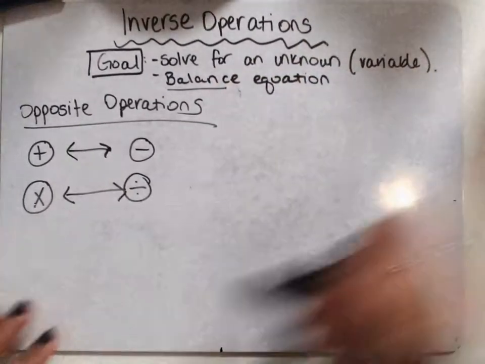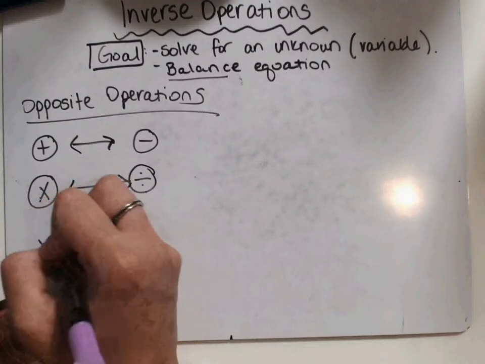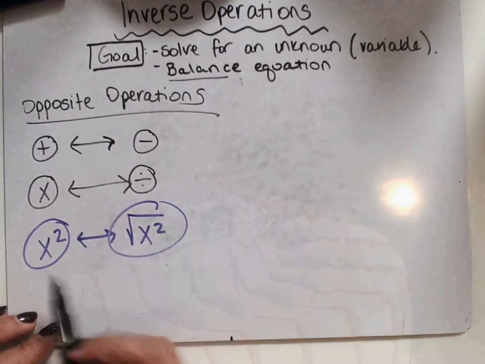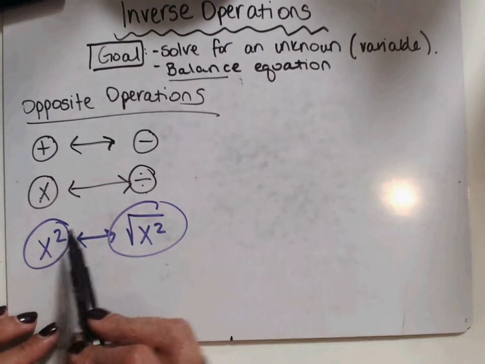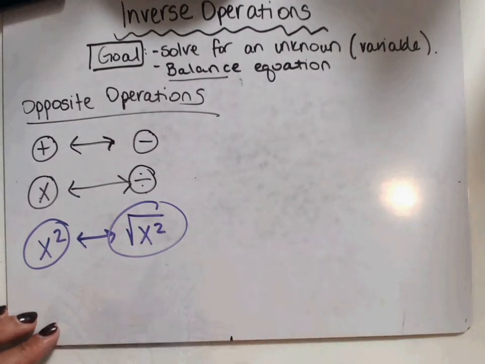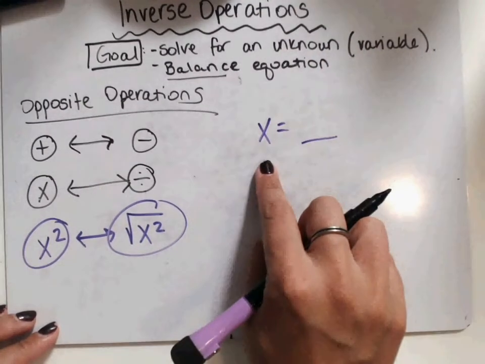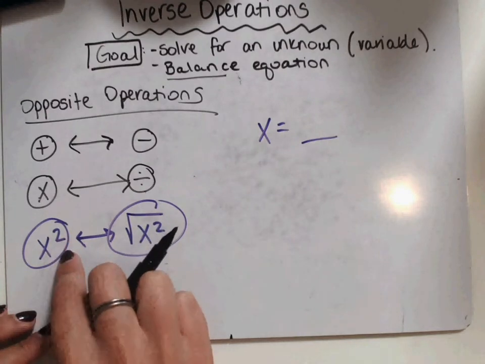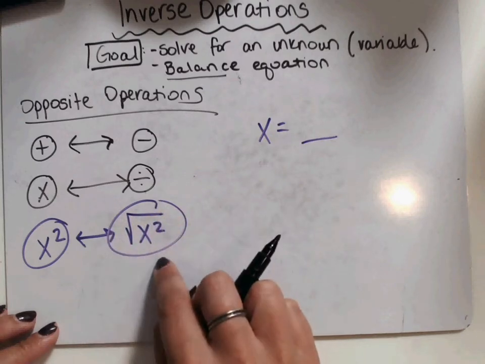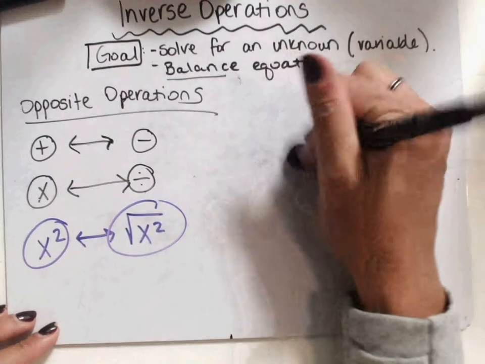We're now going to add a new layer of inverse operations, and that is squares and square roots. So whenever we have an exponent, that means that we don't have a single x. Our goal is to always isolate the variable or balance the equation, right? For all of these problems we've done so far, we've always solved for x equals something, but it's one x, not 2, not 3, not 4. So when we have an exponent, we're going to use square roots and roots in general to get the x by itself.